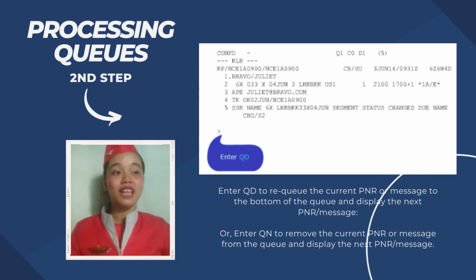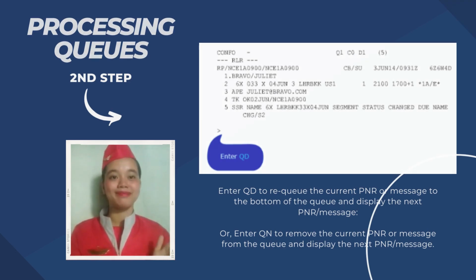Next is enter QD to requeue the current PNR or messages to the bottom of the queue and display the next PNR or messages. Or enter QN to remove the current PNR or messages from the queue and display the next PNR messages. Here is the system response. You will see the PNR messages with the other infos.